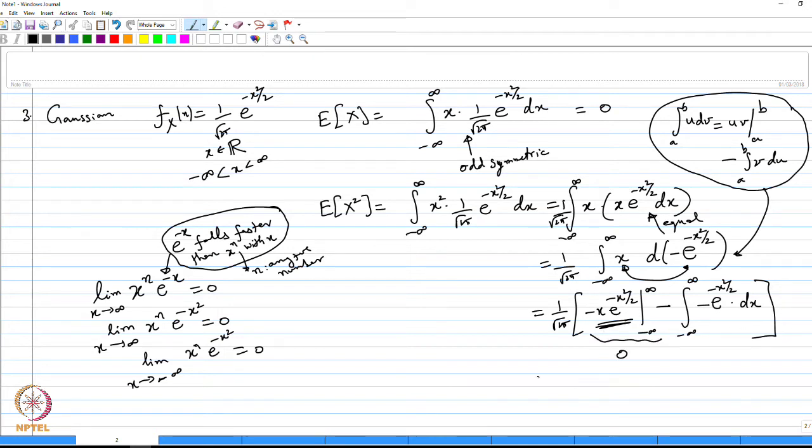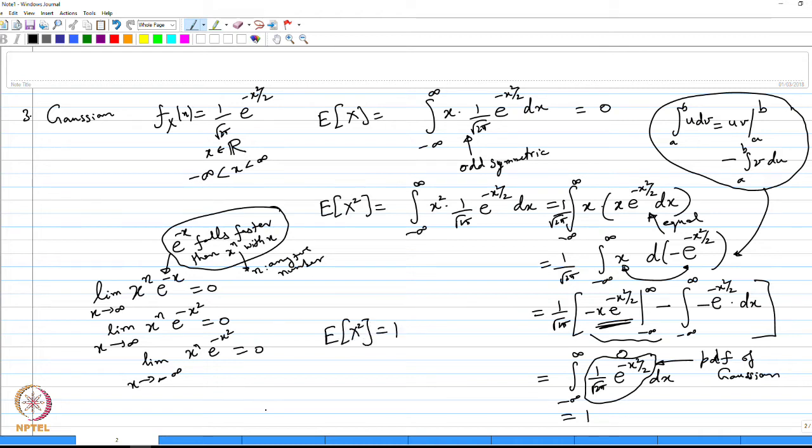Now only the second part is left, and notice what happens to it. If I simplify, the integral from minus infinity to infinity of 1 by root 2 pi e power minus x squared by 2 dx. What is this? This is the PDF of Gaussian, right? The PDF of a Gaussian distribution with mean 0 and variance 1. So that's something you know. So this integral will simply be 1. After all these calculations, we found that the expected value of x squared is equal to 1. So this is an example of how to do parts.